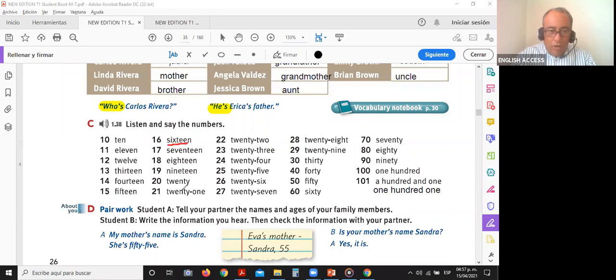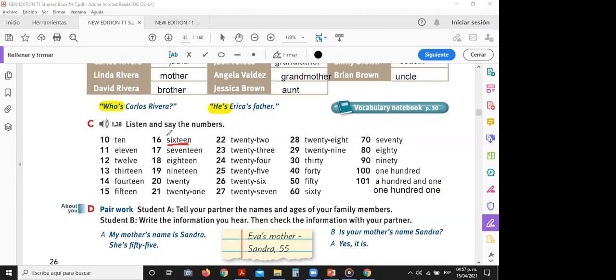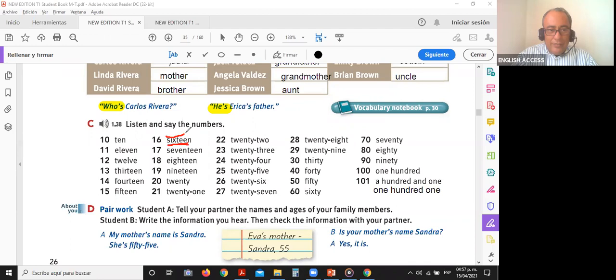It's the same for all of them. Can you repeat the number with me? 16, 16, 16. We say it like this, 16, and the teen goes up a little bit. So you can hear 16, 17, 18, 19. The ending goes up a little bit.